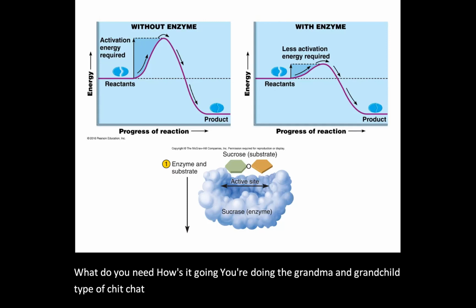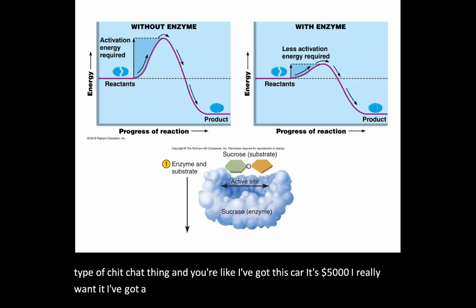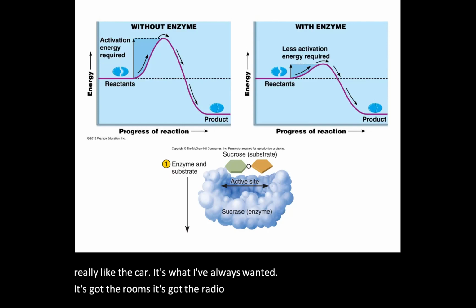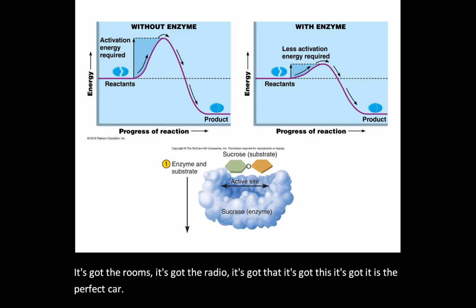And you're like, I've got this car. It's $5,000. I really want it. I've got $1,000 saved. I'm trying to find a second and a third job to help me save the money to be able to pay for it. And I really like the car. It's what I've always wanted. It's got the rims. It's got the radio. It's got the tint. It is the perfect car. So Grandmom's listening to you.